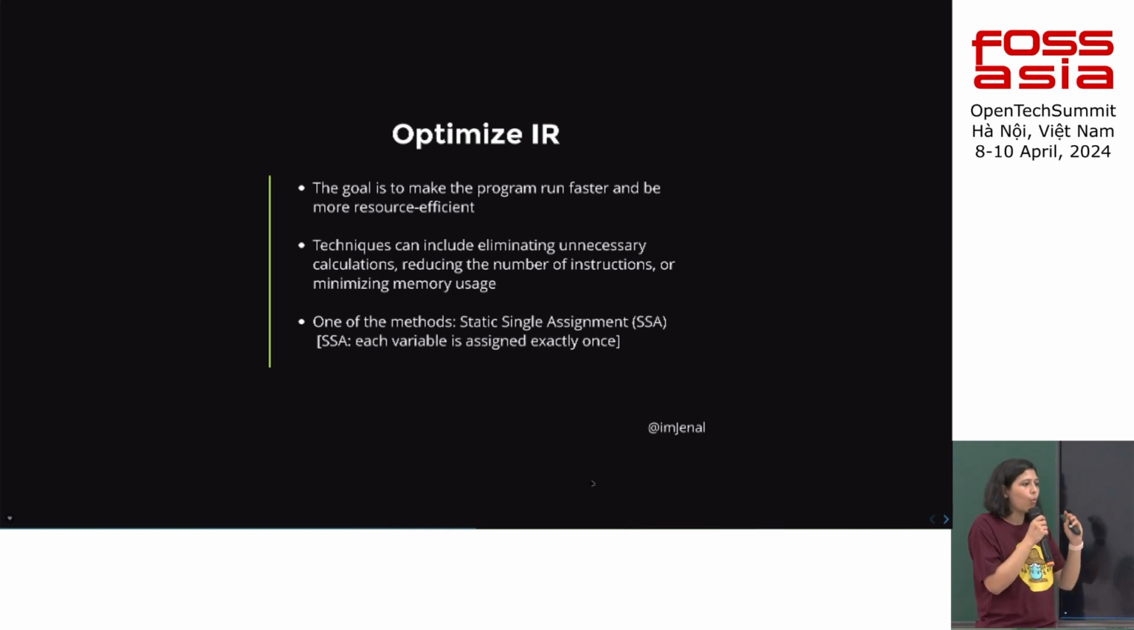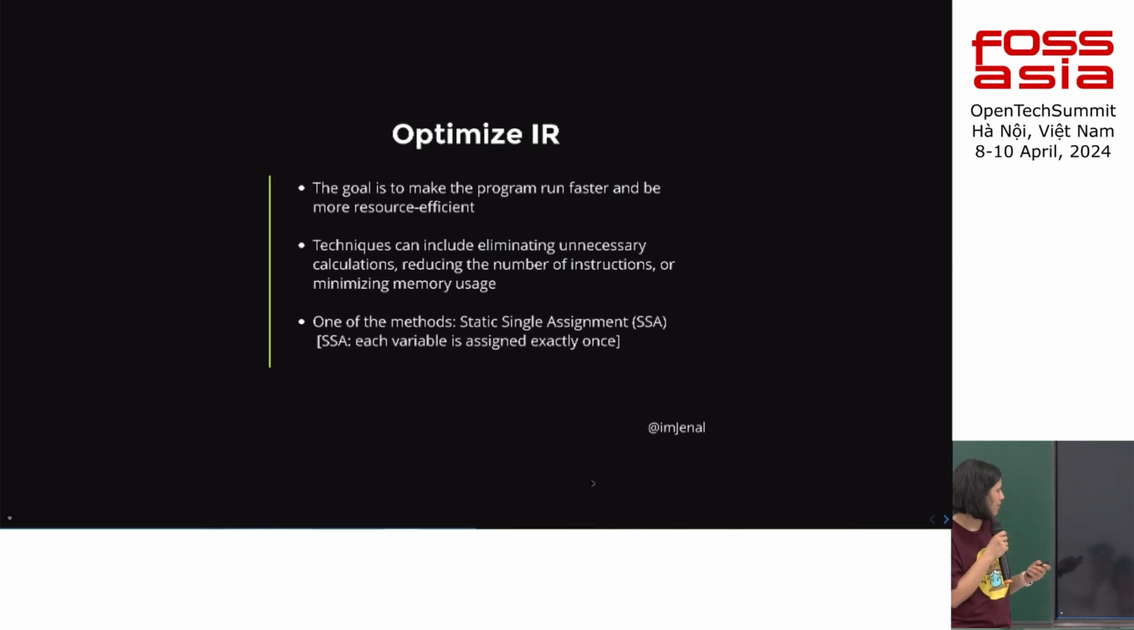In this, each variable is uniquely assigned. So the Go compiler maintains that, and through this, data dependency is also excluded. So in turn, the compilation becomes smoother, faster, and more efficient. For example, there are different techniques to do the optimization. One of them is eliminating unnecessary calculations, or reducing the number of instructions, or reducing the memory usage. Those kinds of optimizations the compiler will do at this stage.